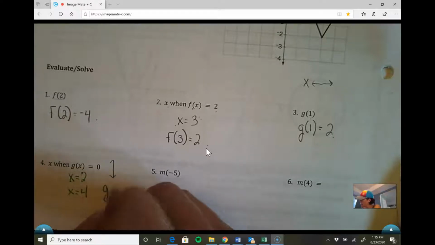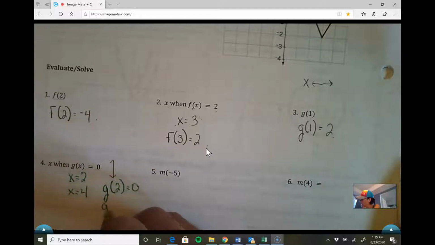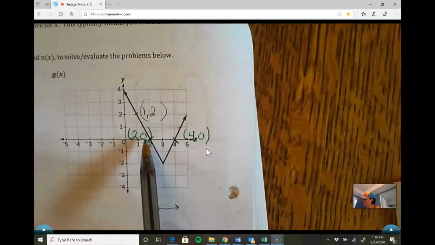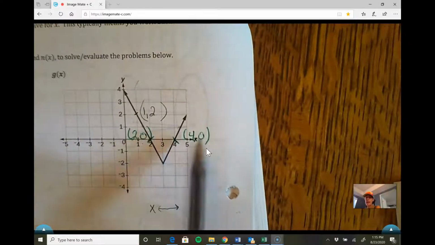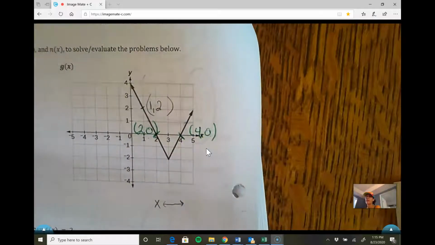And you can also write it like this. My function when x is 2 is 0, and my function when x is 4 is 0. And again, you can see now that this is not one-to-one because y is repeating. And when y repeats, it can still be a function, but it's not a one-to-one function.